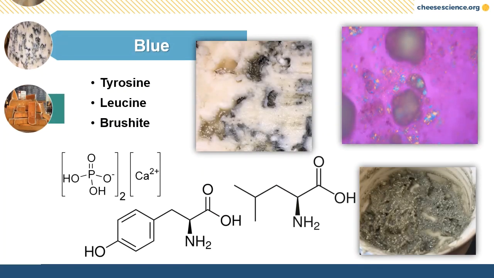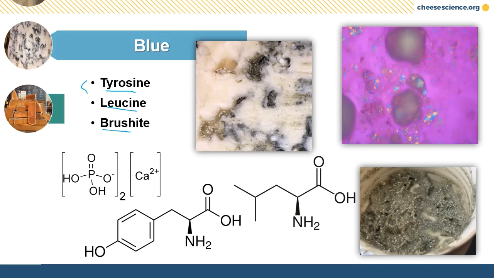Now let's talk about blue cheese. I give blue cheese its own section because it's an interesting hybrid of different types of crystals we just talked about. These are the three main types of crystals you most likely will find in blue cheese. You'll find tyrosine, leucine, and brushite.